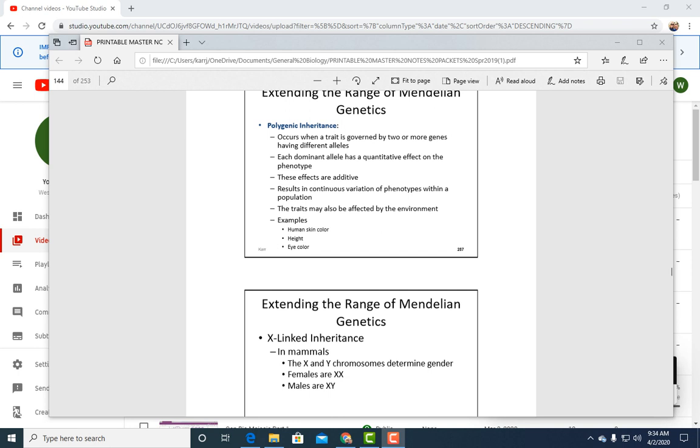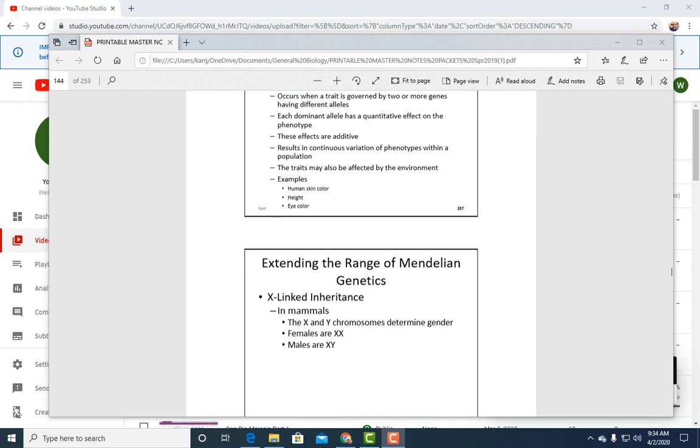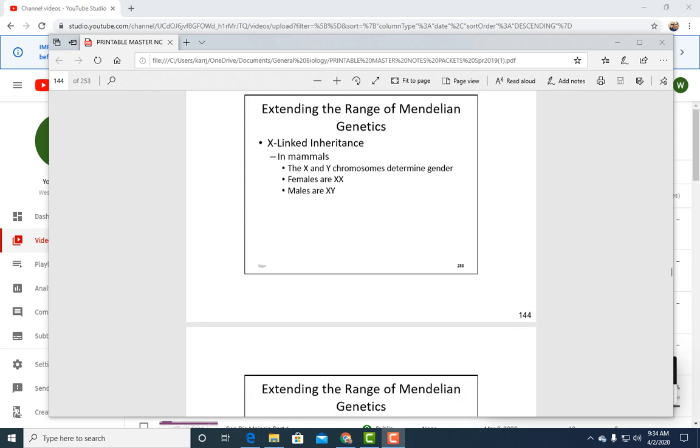Another concept is X-linked inheritance, which means these traits are carried on the X chromosome. So if it's carried on the X chromosome, females give X chromosomes to their offspring, and males can give either X or Y to their children. Y is what determines if someone's going to be male.